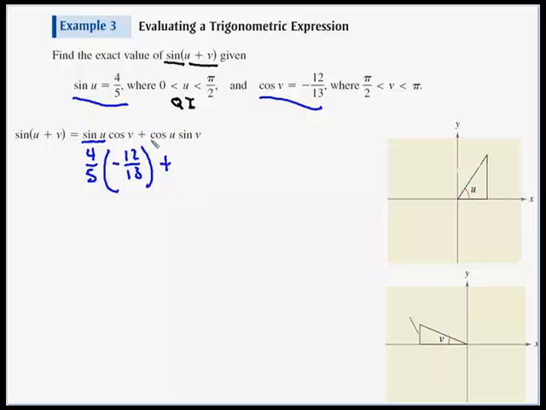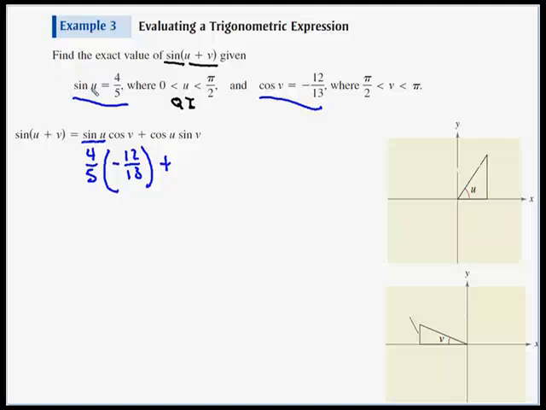Plus the cos of u. We don't have the cos of u. And we're also going to need the sine of v. We have the cos of v, but not the sine of v. So what we're going to have to do is a little scratch work over here in our drawings to find these two values to complete using this formula.